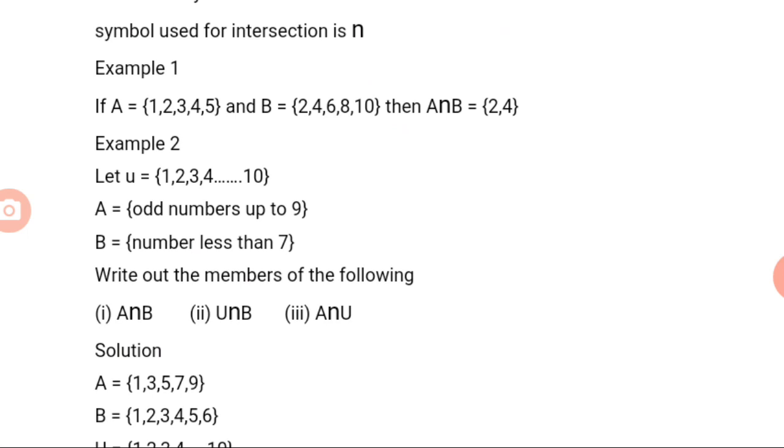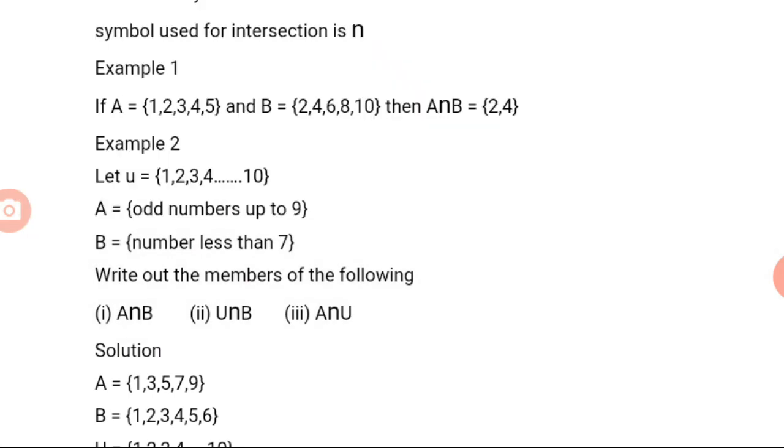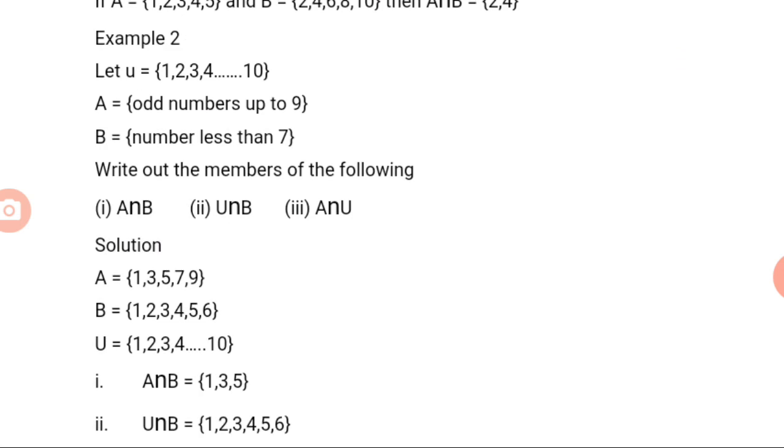Now, we are asked to write out the elements of the following. 1. A intersection B. 2. U intersection B. 3. A intersection U. Now, the solution.